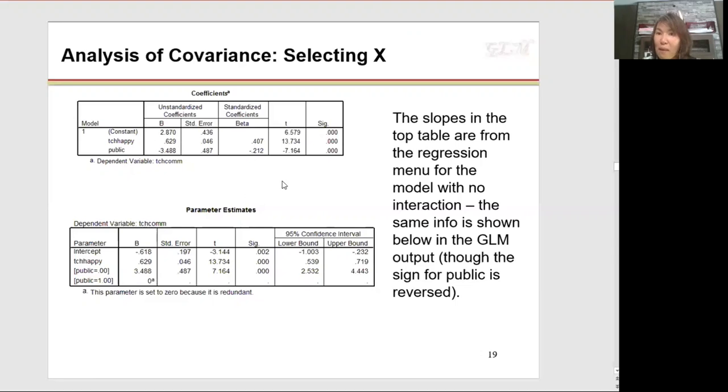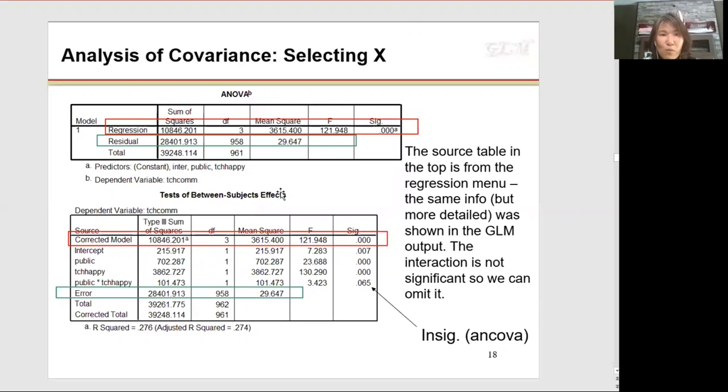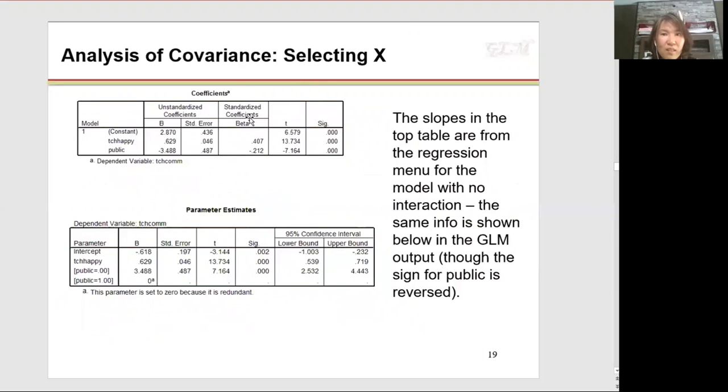This is a GLM model table, and let's go back to the previous slide. This is a regression model table for the overall model test. This is GLM, the general linear model table. This is a regression menu table for the individual slope test. This is the general linear model, individual slope test.